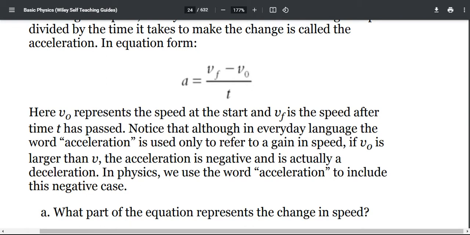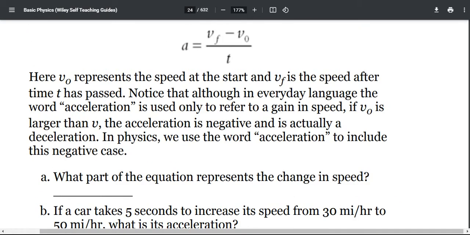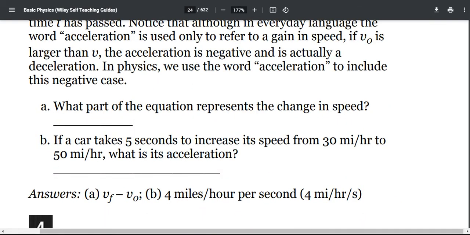Okay. The second question is, if a car takes 5 seconds to increase its speed from 30 miles per hour to 50 miles per hour, what is its acceleration? So 5 seconds is obviously the time. It takes 5 seconds to increase the speed from 30 miles per hour, which is the starting point, to 50 miles per hour, which is the speed after time t has elapsed. So what is its acceleration?